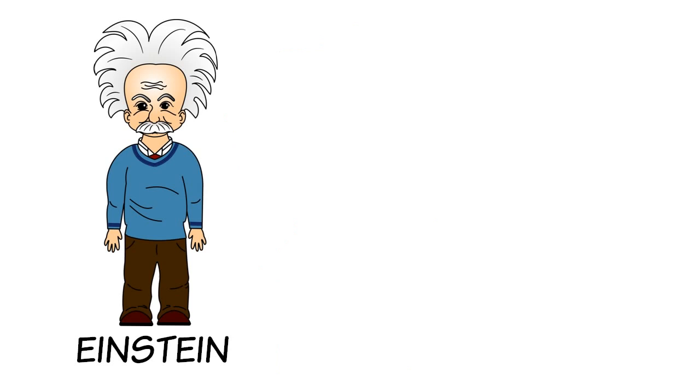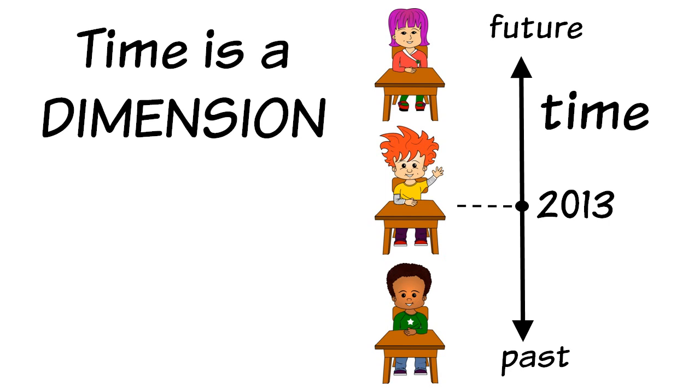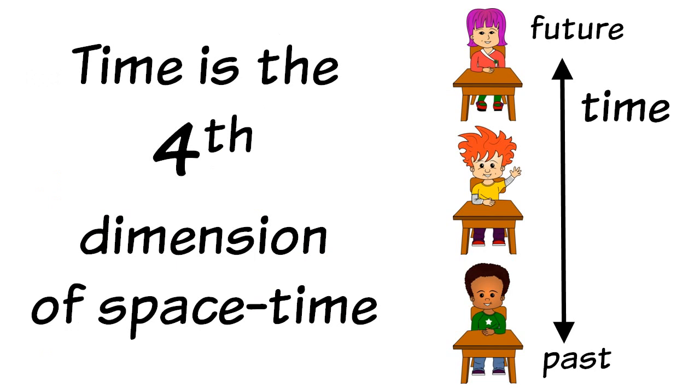In 1905, a physicist named Albert Einstein discovered that time and space are linked together in a fascinating structure called spacetime. Within spacetime, time is a dimension, that is, a line that goes from the past to the future and that can be used to indicate when something happens. Because space has three dimensions, width, length, and height, time is the fourth dimension of spacetime.